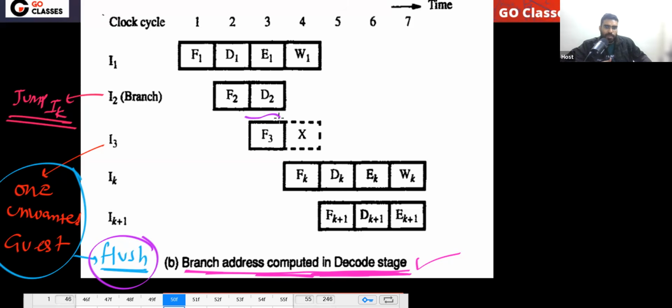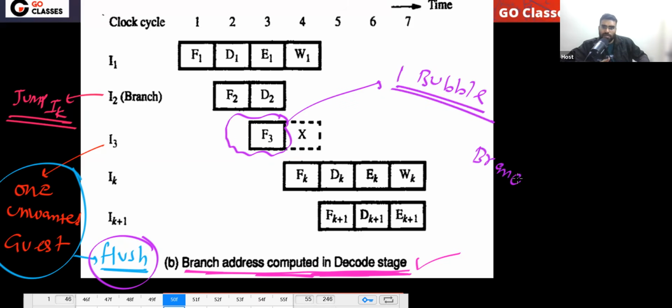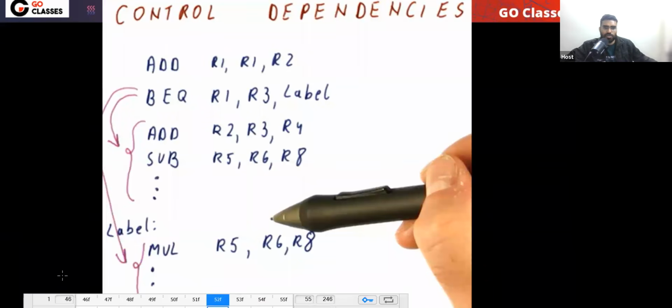So if you flush, how many bubbles will be created? 1 bubble will be created. So what is the branch penalty? That is only 1. Branch penalty is 1. Very simple. This is the question. This is everything. This is your branch. This is your control hazards, control dependency.